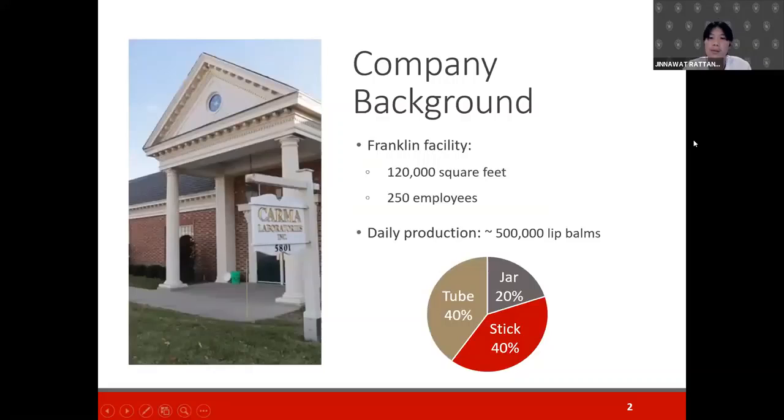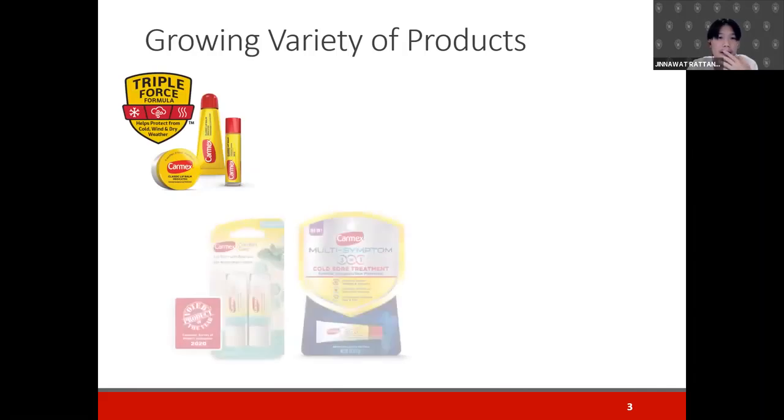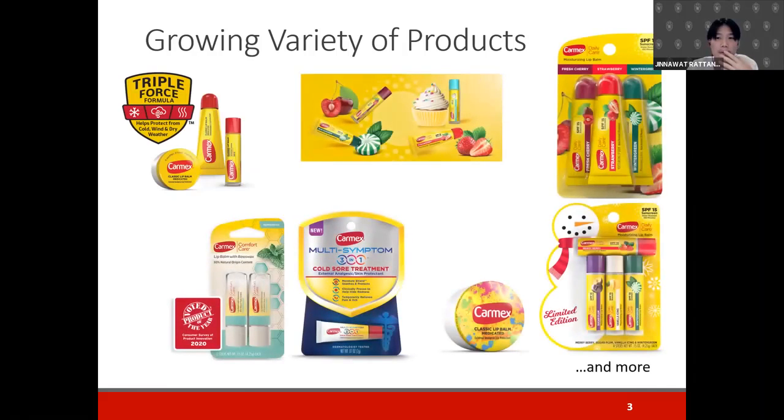So next we will talk about the facility. The Franklin facility has 120,000 square feet and 250 employees, and they make 500,000 lip balms a day. It's differentiated into 3 types, which are tube, stick, and jar, at 40-40-20%. Next is the growing variety of the product. These are the types of products that came out from CAMEX.